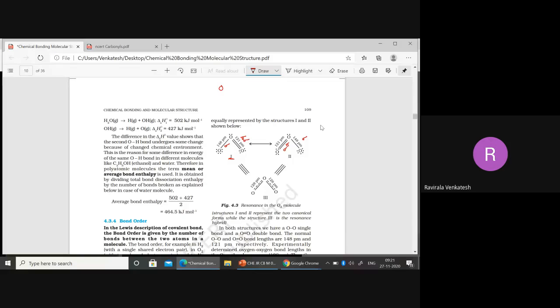Double bond O or O, this bond, this is correct. Otherwise, what happens? This one will be the correct structure. Which one will be the correct one? Anybody?